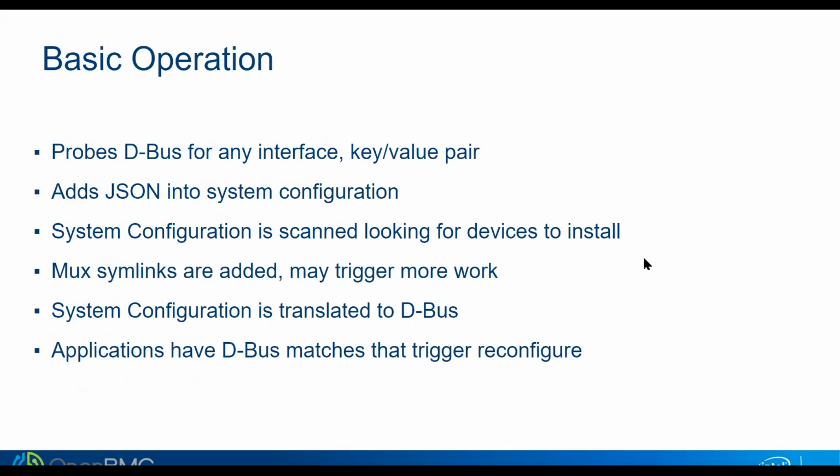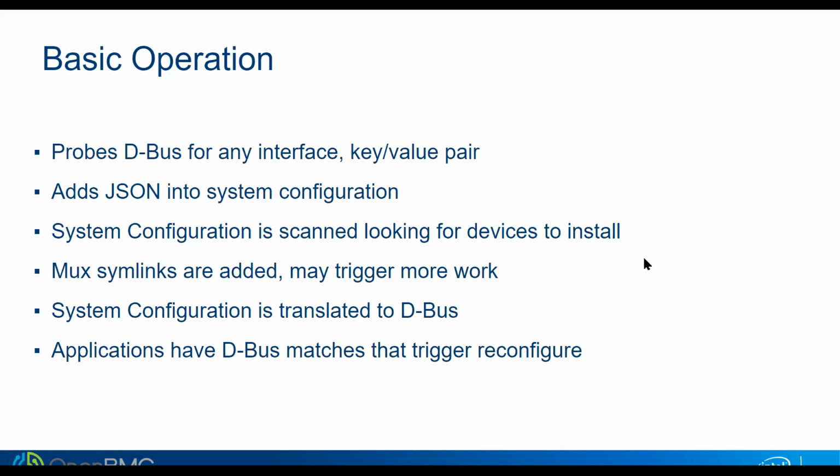So basic operation, as I mentioned, it probes anything on dbus for any interface key value pair out there. In most examples, it's FRU Device. I'm not really aware of anything that uses anything other than FRU Device, but it's looking on dbus for some sort of interface. And then it's pretty simple. All it does is take some sort of JSON configuration. When it finds some dbus interface, it puts it on dbus.